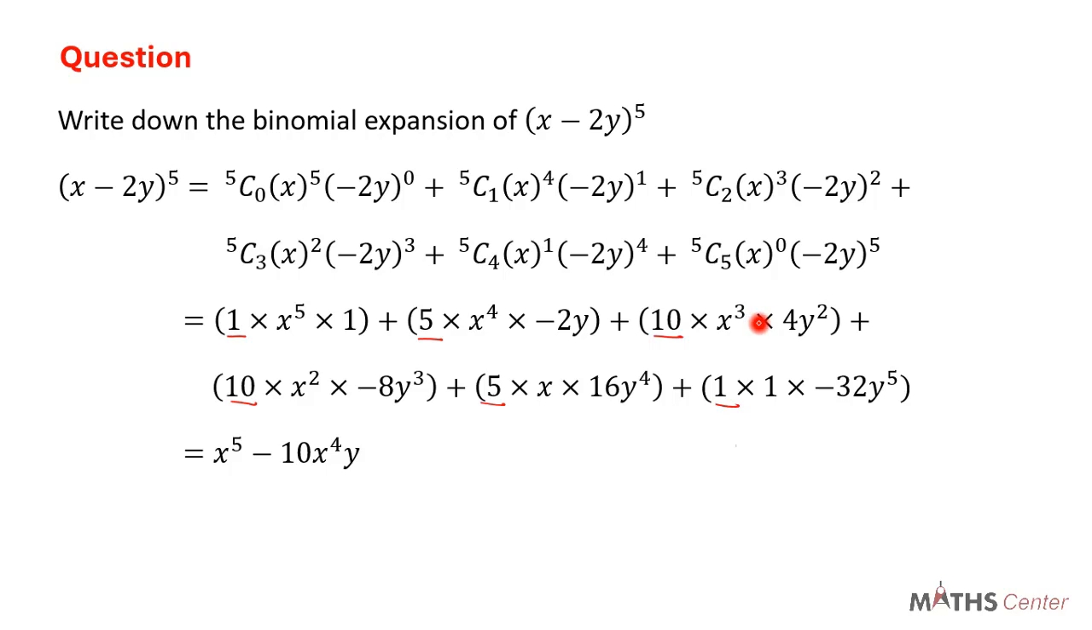10 times x cubed times 4y squared gives us 40 x cubed y squared. 10 times x squared times negative 8y cubed gives us negative 80 x squared y cubed. 5 times x times 16y exponent 4 gives us 80xy exponent 4. And 1 times negative 32y exponent 5 gives us negative 32y exponent 5. So using the binomial theorem, we have been able to expand this binomial expression. Let's look at the next question.